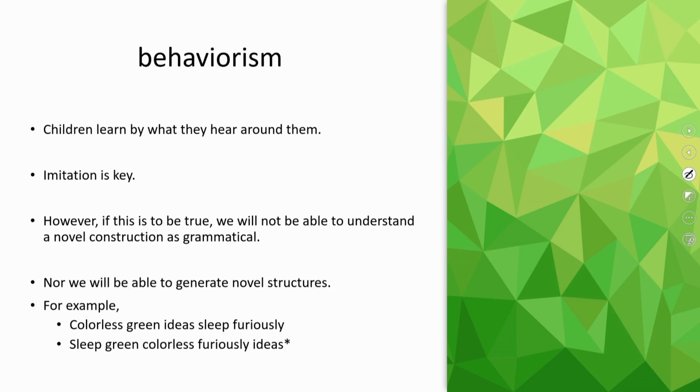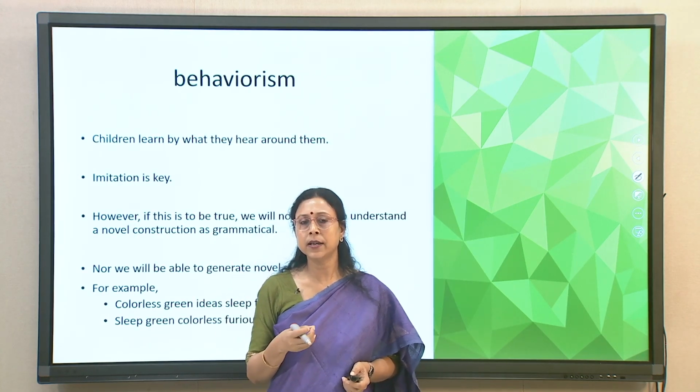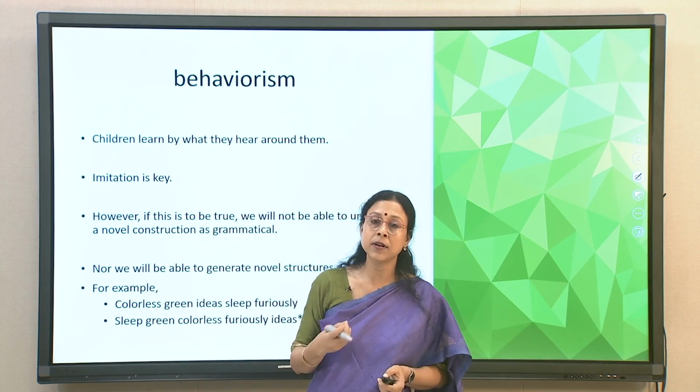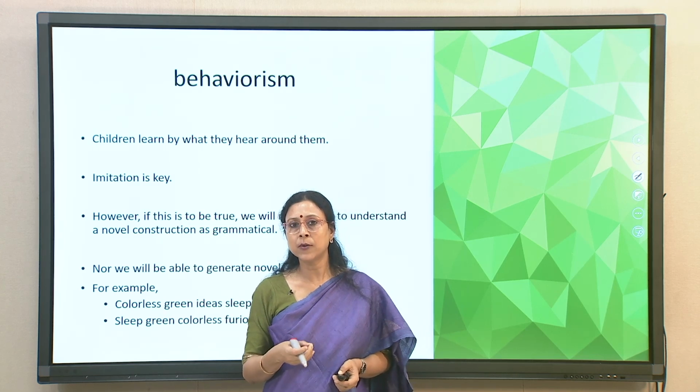Taking behaviorism as the first one. This theory says that children learn from whatever they hear around them. So, imitation is the most important fundamental point of departure here. Now, if this has to be true, we will not be able to understand a novel construction as grammatical. We have talked about the poverty of stimulus already, so we will not be discussing it again, but often we hear new sentences, novel constructions, and very young children are able to judge the grammaticality of novel sentences.